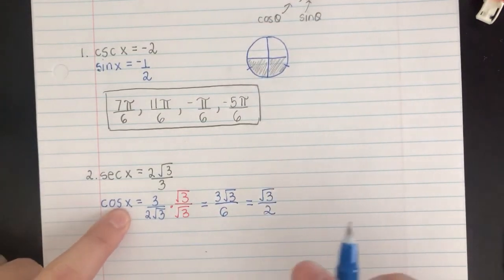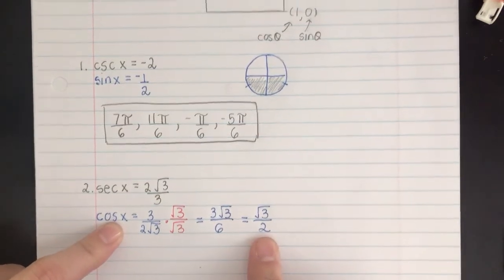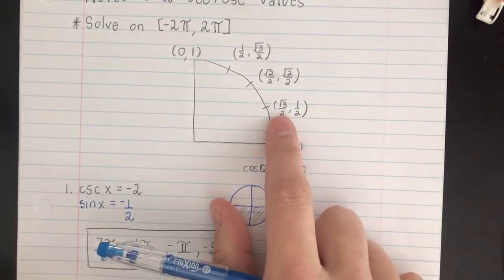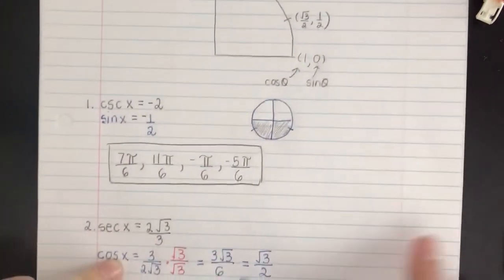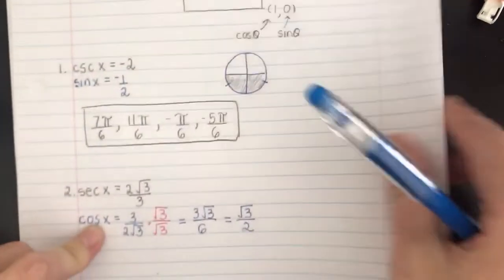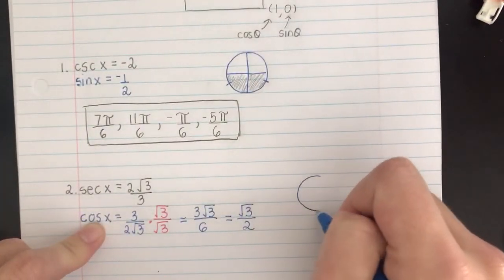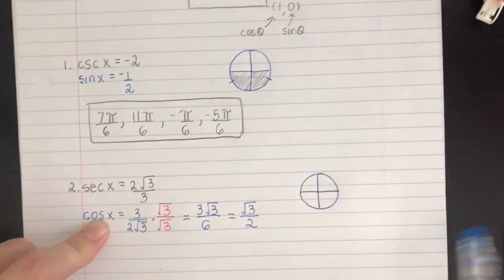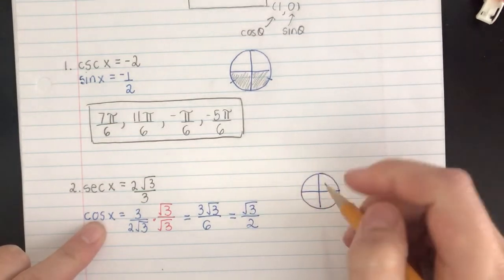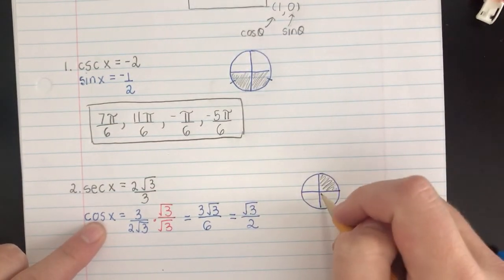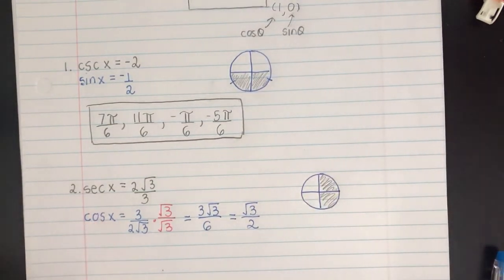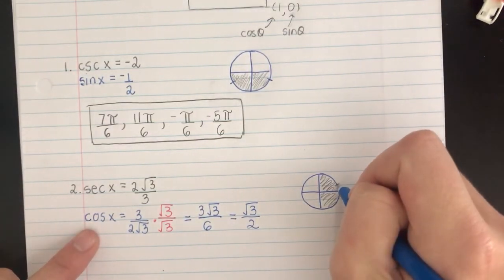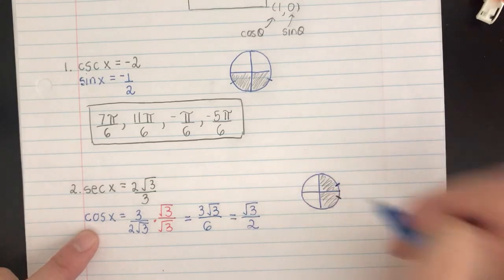So cosine of x equals square root of 3 over 2. So then you have to think quadrants, of course, first. So your x value is positive. Which quadrants would your x value be positive? That would be first quadrant and fourth quadrant. And then what slices are you talking? For x to be square root of 3 over 2, this slice and this slice.